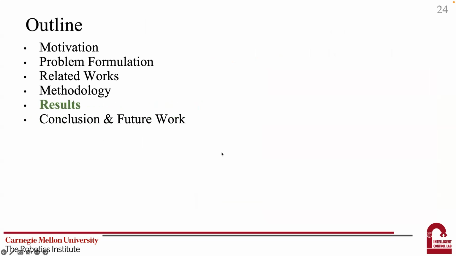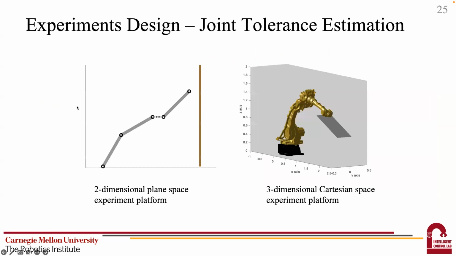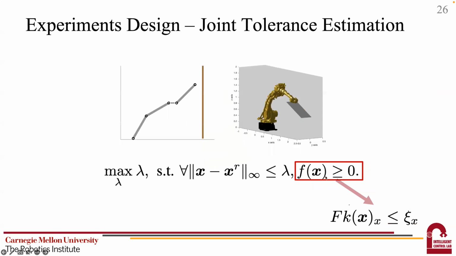Now we're ready to present the proposed method for solving the joint tolerance estimation problem in practice. We designed two sets of experiments for joint tolerance estimation. In these experiments, the obstacle is taken as a half plane. Two sets of problems are included. One is an n-degrees-of-freedom robot working in the planar space, and the other is a robot working in the Cartesian space. The safety constraint requires the end effector should not collide with the half plane.